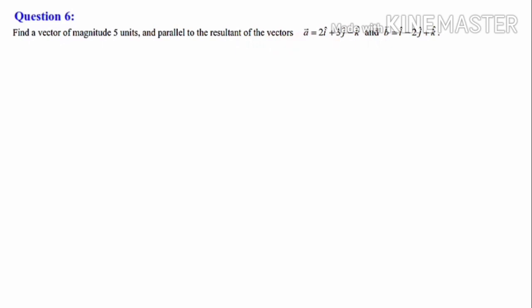First of all, to find the resultant of the vectors vector A and vector B, in the sense we have to add vector A and vector B.